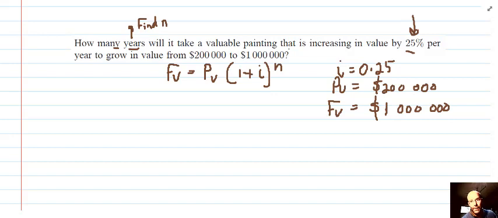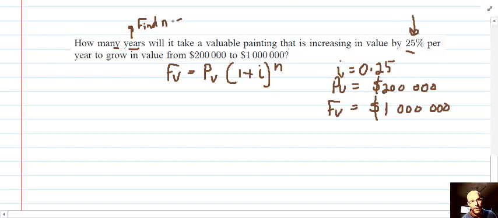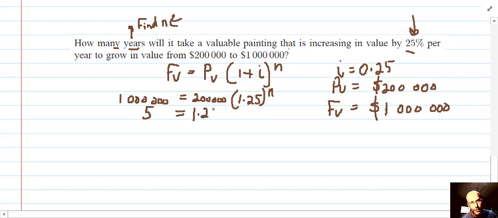Anyway, as we said, we've got to find n. So sub it in. We got $1 million equals 200,000 times 1.25 in brackets to the power n, which is the unknown. Okay, so what we can do is divide both sides by 200,000. So we got 5 equals 1.25 to the n.